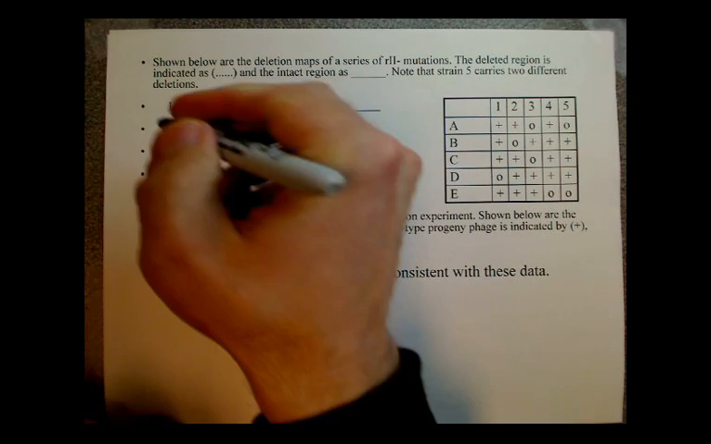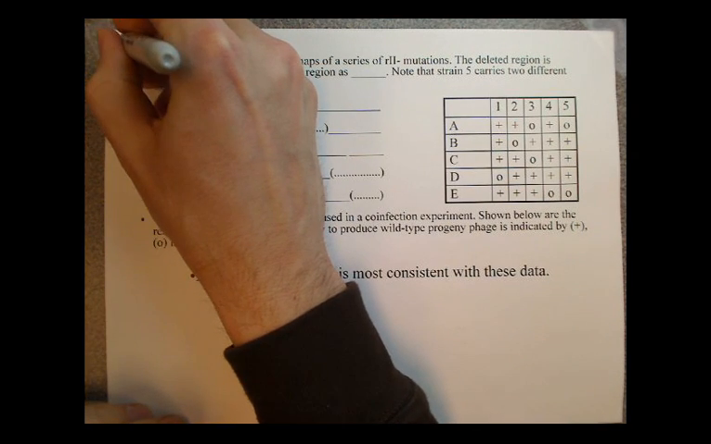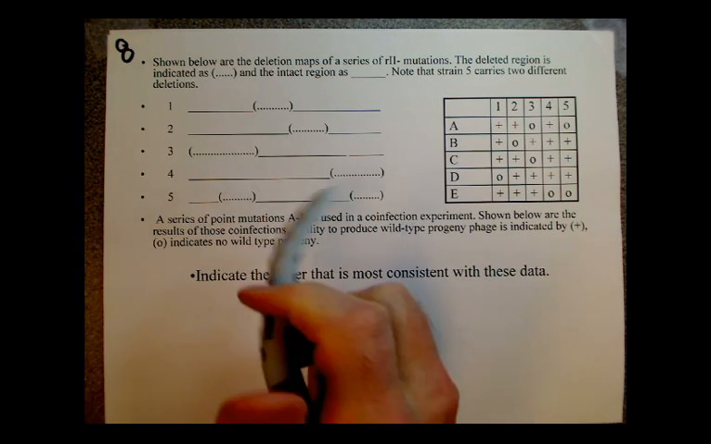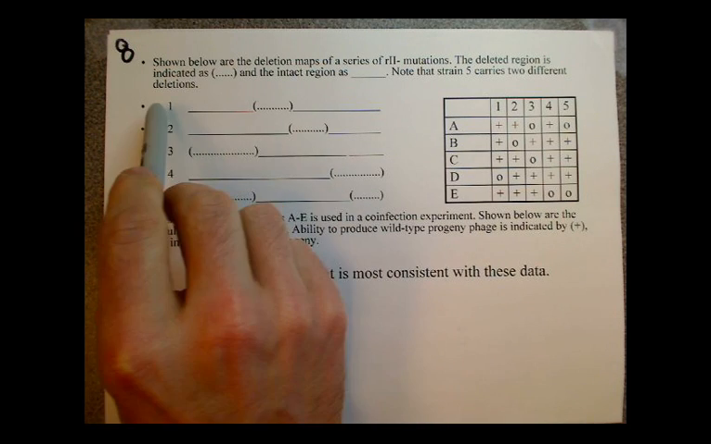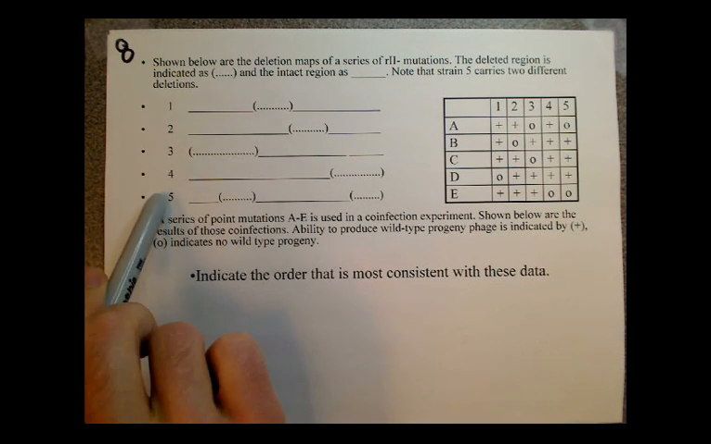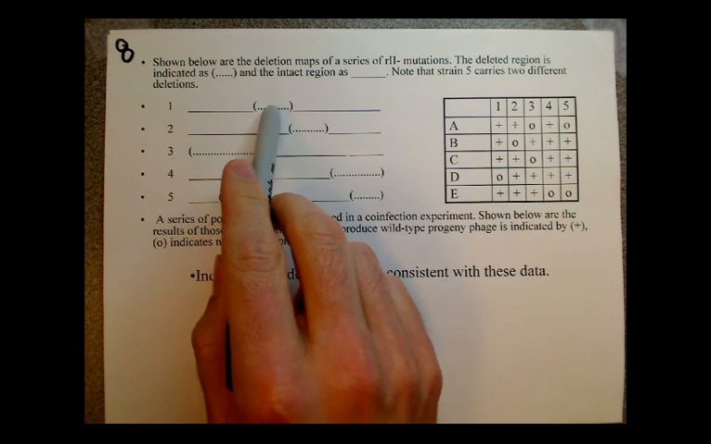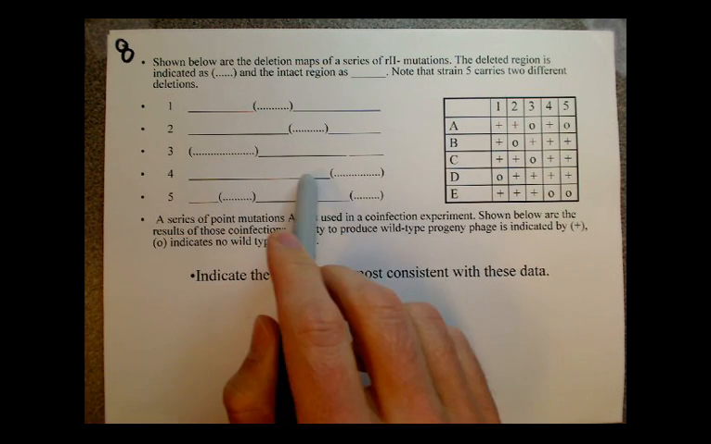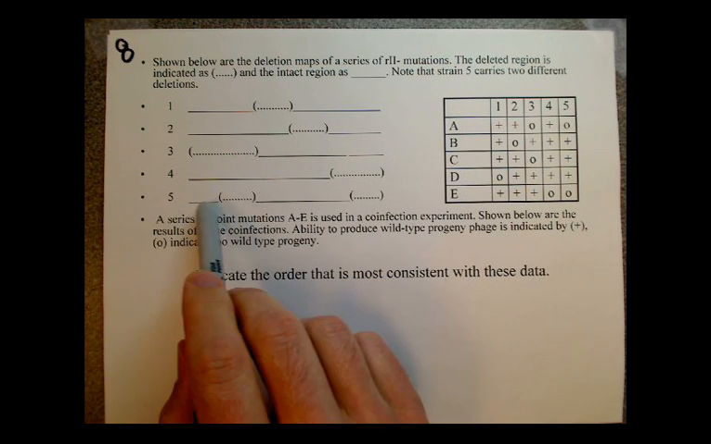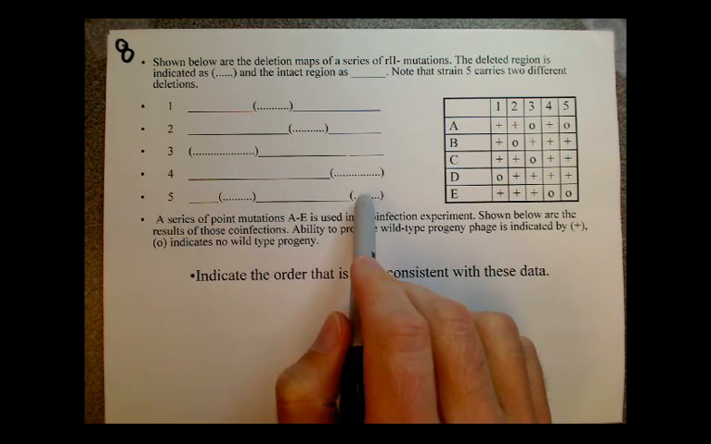Problem 8 deals with deletion mapping. In this case, we're using phage again, but this need not be phage. This is something that we can do with any diploid organism. So in this case, we have a series of known mutations. So lines 1, 2, 3, 4, and 5 have deletions which we know where those are, and they're in different places along the chromosome. In this case, number 5 actually has 2 different mutated regions.